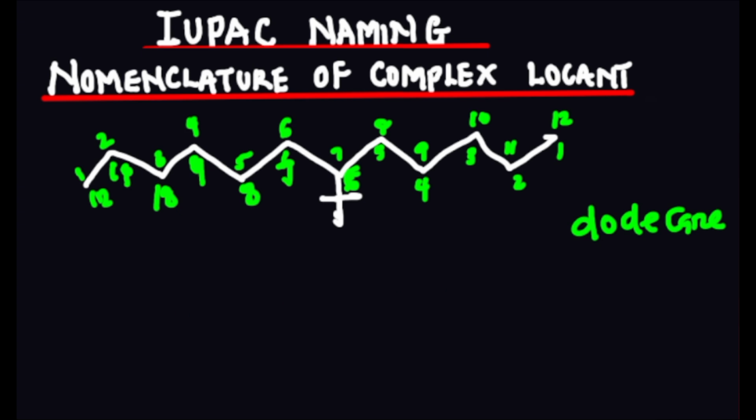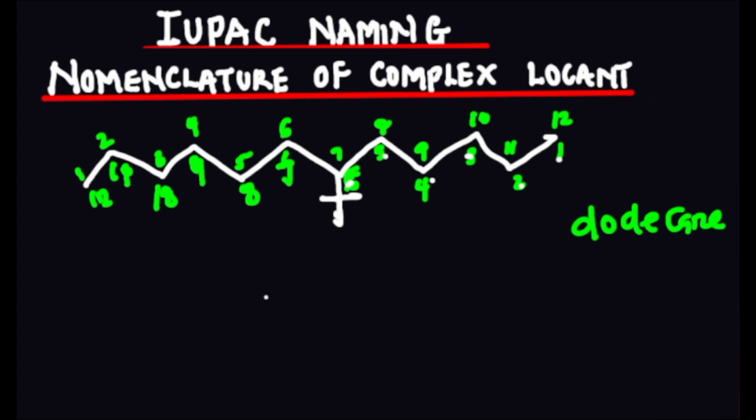So what now happens here is that if you look at this very well, numbering forward here will not really favor us, in the sense that it's not going to give our substituent the lowest possible number. But if you number from this side, 1, 2, 3, 4, 5, 6, the substituent is at position 6.